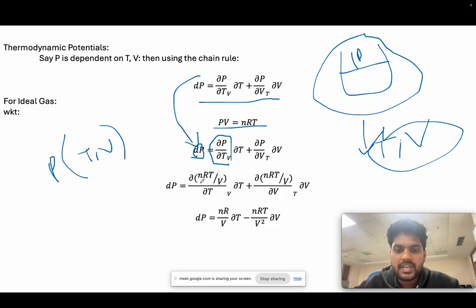So I applied nRT by V, with dT at constant volume. The volume is constant, so this will act as a normal constant value. So nR by V is constant here. We get dT by dT, which is nothing but cancelled, and we have nR by V dT minus. Here we have constant T, so nRT becomes the constant, and we have d by dV of 1 by V, which is nothing but minus 1 by V square. So that's what we got here. So this is the relation.